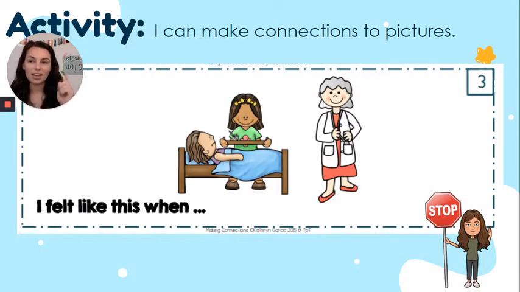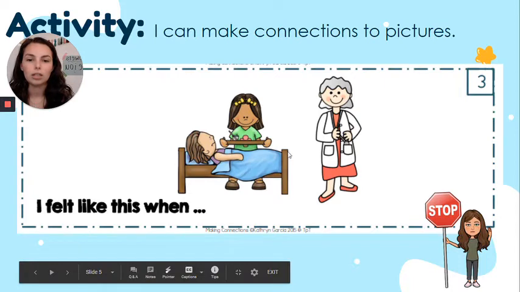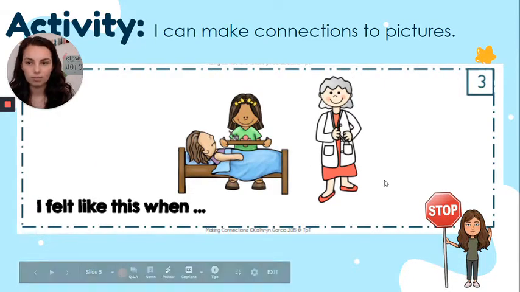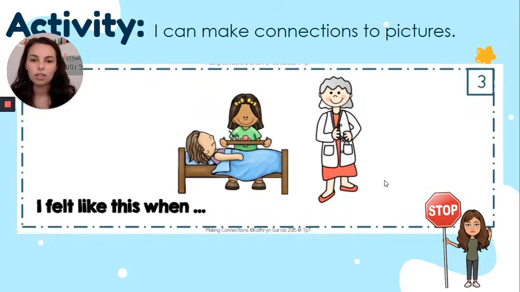All right, let's try another one. I can make a connection to this picture. Uh-oh, what's going on in this picture? There's a doctor, I think. She's wearing a coat, so I think it's a doctor. And there's a child in bed. And there's a child right there holding a little tray with food. So what can you make a connection to? What do you think is the same in this picture and something that you've thought or felt?